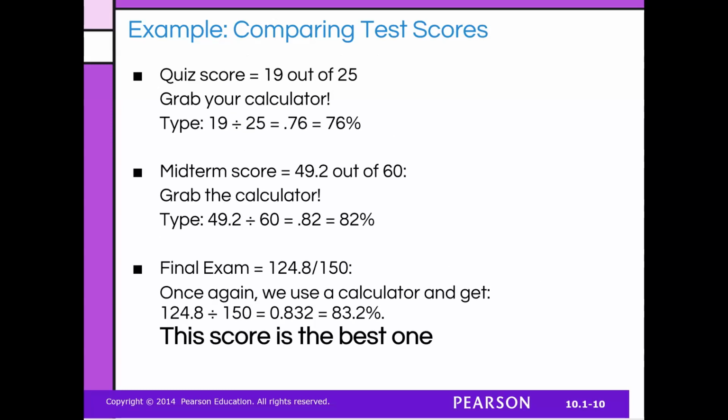So if we have 19 out of 25, grab your calculator and do 19 divided by 25, and that gives us our percentage of 76. And so if you do that with all three, you can see that the final exam was your best score. So I'd pause and practice working with those decimals and percentages.